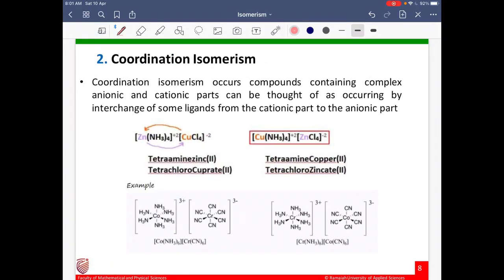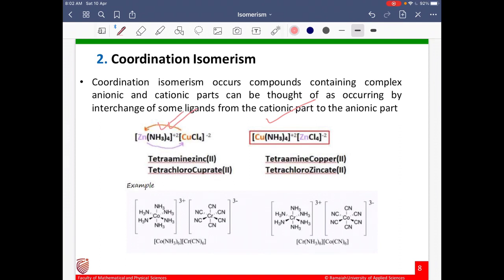Second type of isomerism is coordination isomerism. Coordination isomerism occurs in compounds containing complex anionic and cationic parts, and can be thought of as occurring by interchange of some ligands from the cationic part to the anionic part. Here we can see one example. The first one, tetraamminezinc(II) tetrachlorocuprate(II). Second one, tetraamminecopper(II) tetrachlorozincate(II).